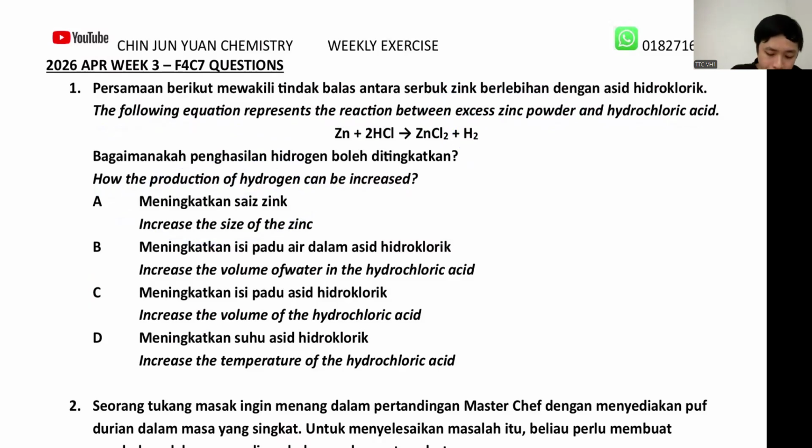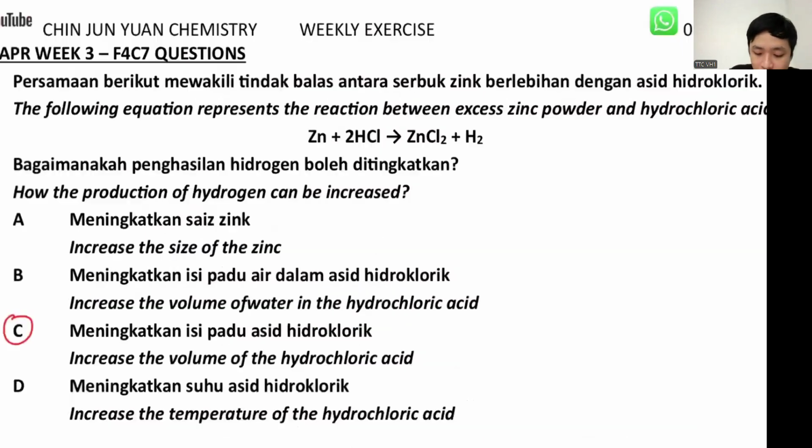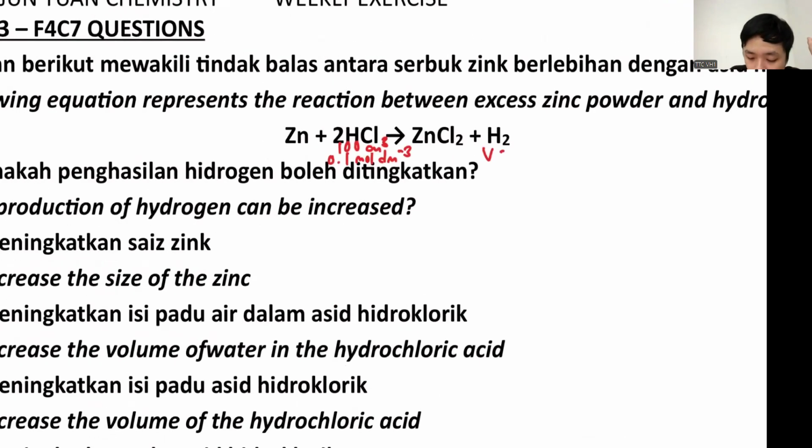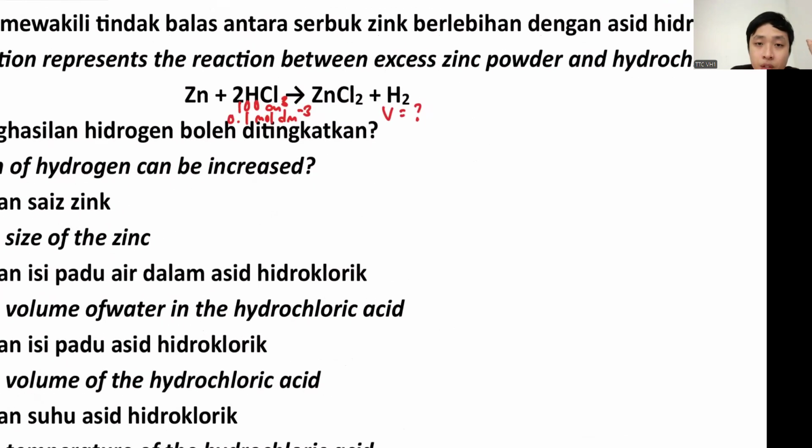Why is it C? Okay, so I can prove it with a calculation for you. I'll explain what I mean by increase the volume of HCl. So let's say the acid they use is 100 cm cube and 0.1 mole per dm cube. And you have to calculate what is the volume of hydrogen gas coming out. So the first step, what do you do?